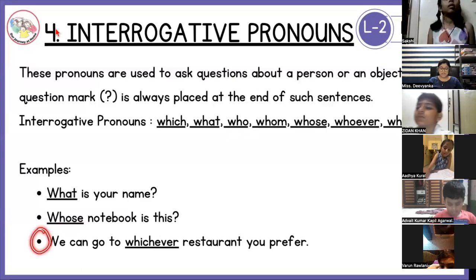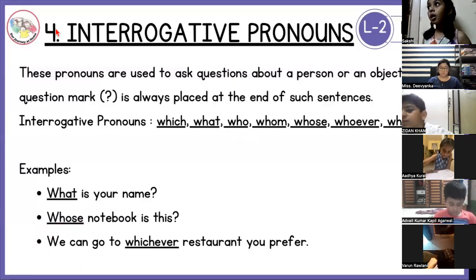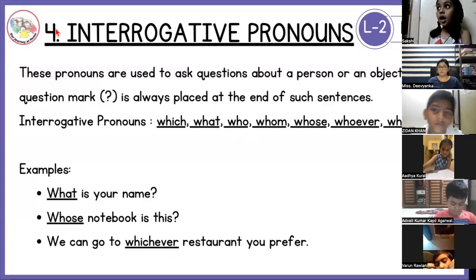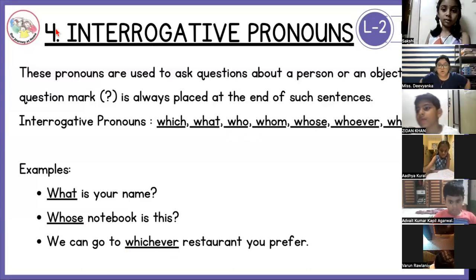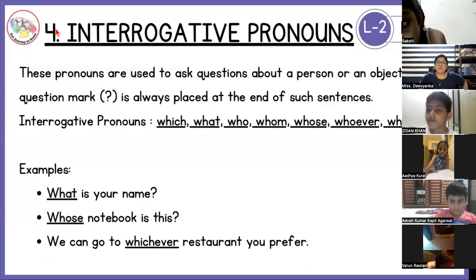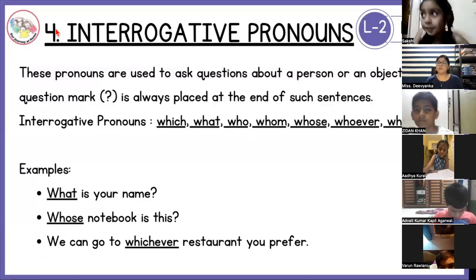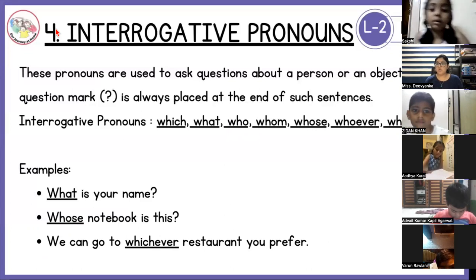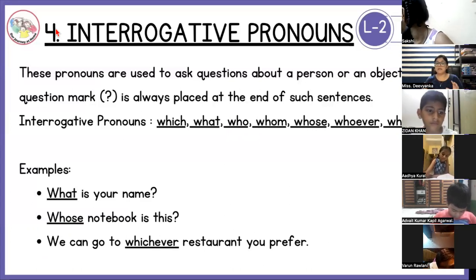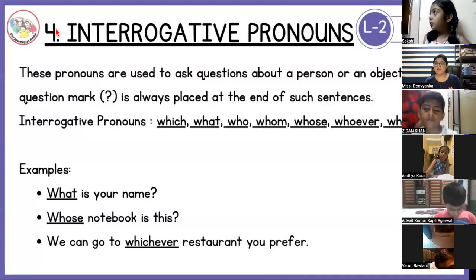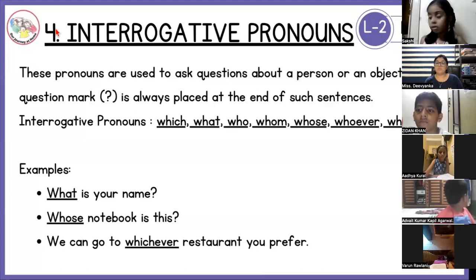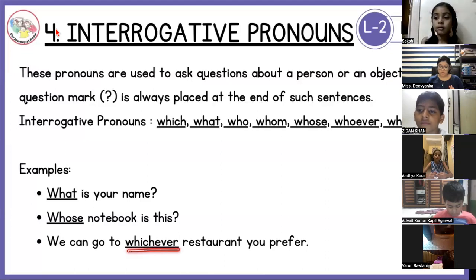And now the third sentence, we can go to whichever restaurant you prefer. So, for example, if two friends are talking and they have decided to go to a restaurant for their dinner, and one friend is telling the other friend that we can go to whichever restaurant you prefer, right? So, is there any fixed or decided restaurant already? Have they decided it already? Or are there multiple options that they can go to? Multiple options. Right? Hence, we have used the word whichever.